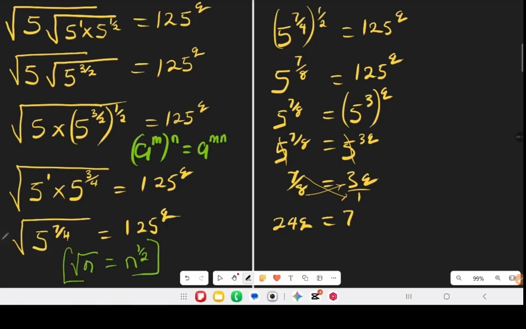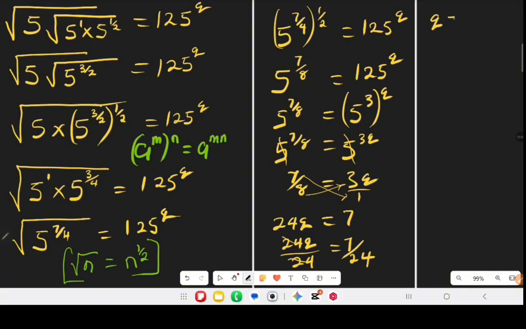Next step, we divide by the coefficient of q. Coefficient of q means that number attached to q. To make q stand on its own, we have 24q all over 24 equals to 7 all over 24. We cancel 24, left with what? q. Then we have q equals to 7 all over 24 as the answer.